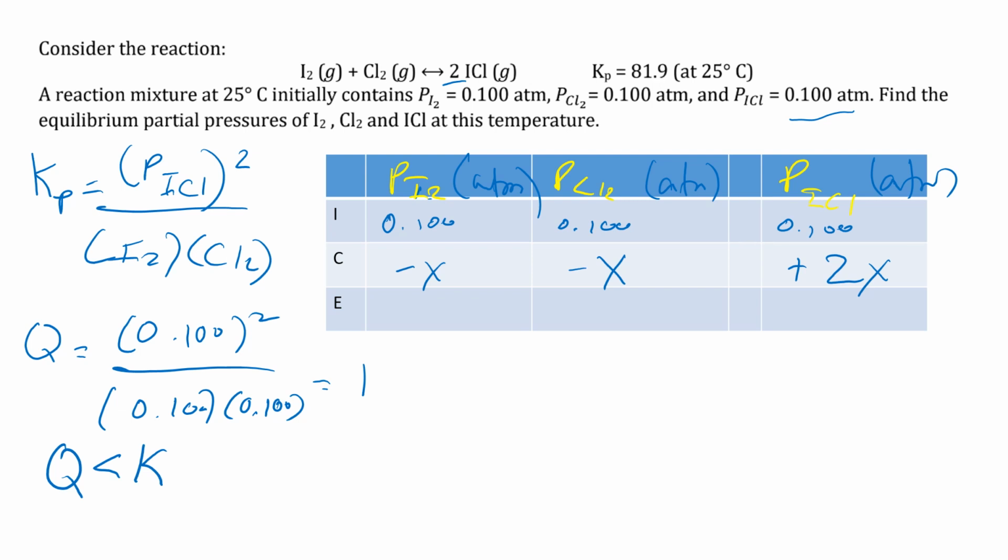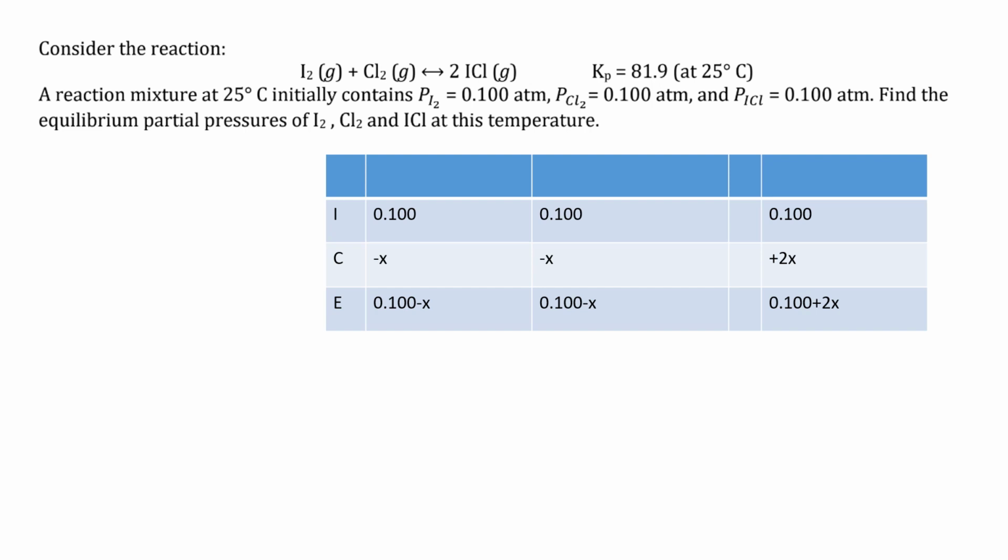At equilibrium, I have 0.100 minus x, 0.100 minus x, and 0.100 plus 2x. So I'm going to move over to the next slide, and then we'll see what we have. I just kind of cleaned up the table, so now the slide shows P sub I2, P sub Cl2, P sub ICl.